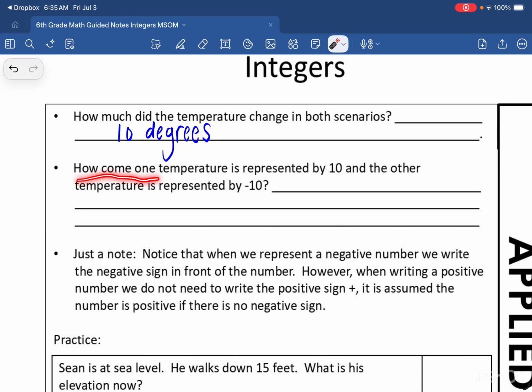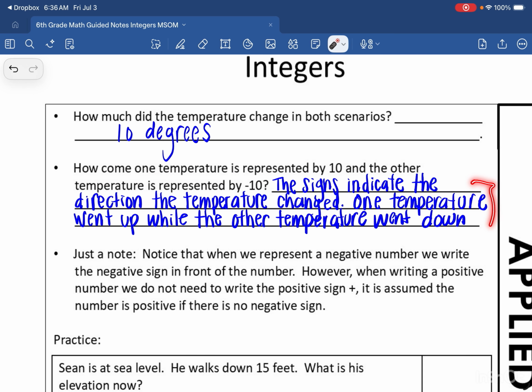How come one temperature is represented by 10 and the other temperature is represented by -10? The signs indicate the direction the temperature changed. One temperature went up while the other temperature went down. Just a note. Notice that when we represent a negative number, we write the negative in front of the number. However, when writing a positive number, we do not need to write the positive sign plus. It is assumed the number is positive if there is no negative sign.